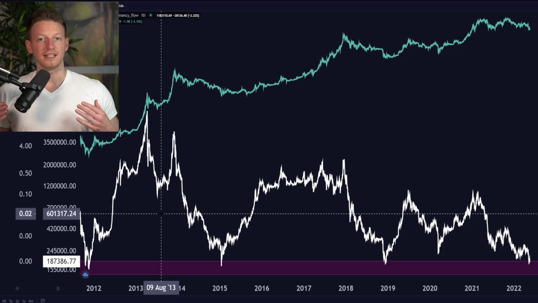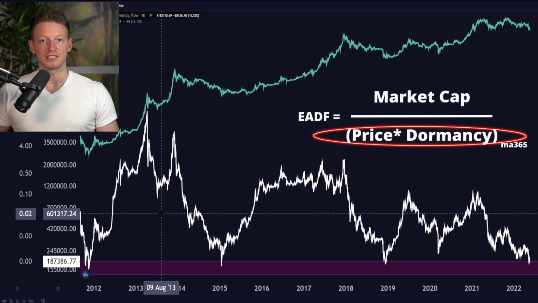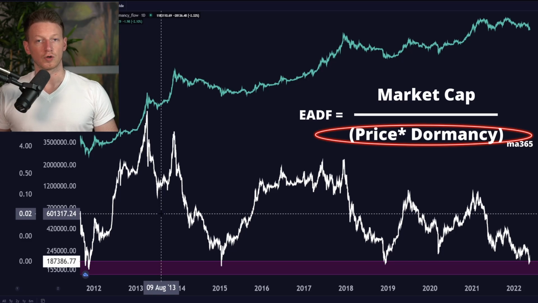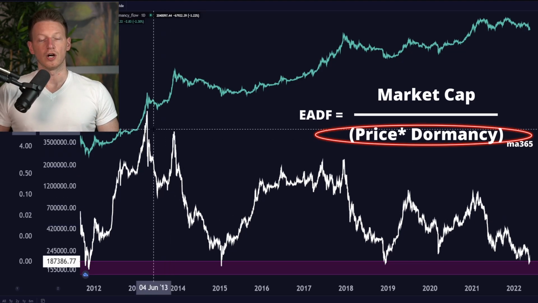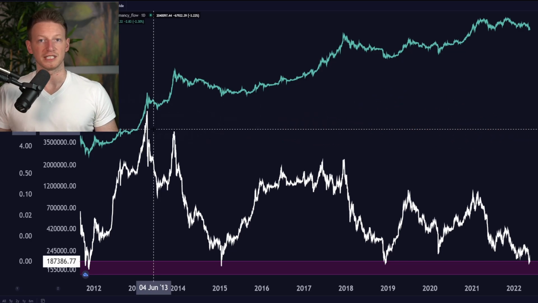Now, when the annual value of coins being destroyed starts to increase, becoming higher and higher, then this number is going to come down. So the market is essentially exhausted. We're in a full capitulation state.